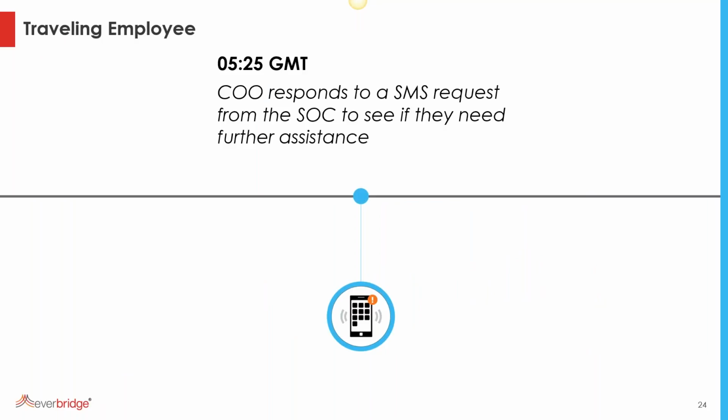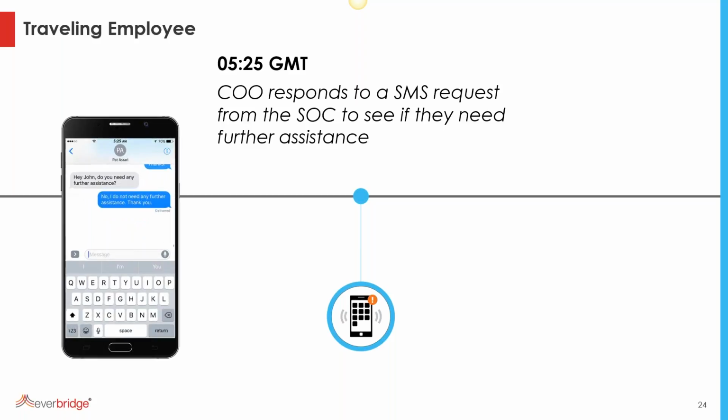Now, once I've done that, I can also communicate back to the COO via SMS or push notification or voice call and see if they need any further assistance. So I can send them another notification and they can respond to me saying they don't need any further assistance.